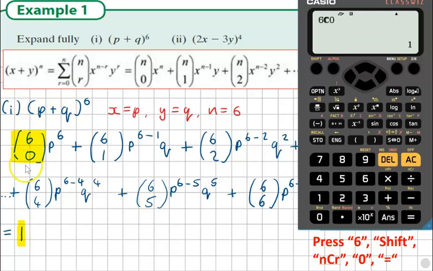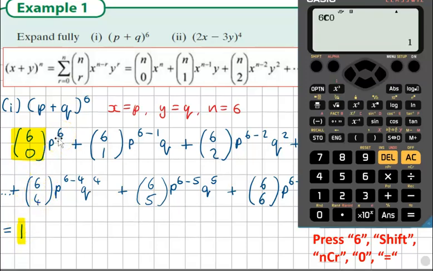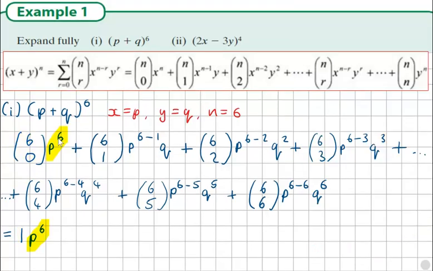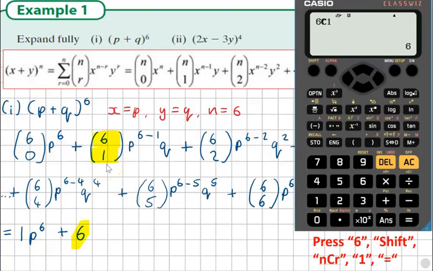So then putting 6 choose 0 into the calculator. So we're going to press 6. Then on this particular calculator, we're going to press shift and the division symbol, because you'll see above the division symbol in yellow, it has n choose r. Then you're going to press 0 and equals, and it will give you 1. So 6 choose 0 is 1, and then we're going to stick on p to the power 6. Next we have plus, and then 6 choose 1. So 6 choose 1 in our calculator is just 6.